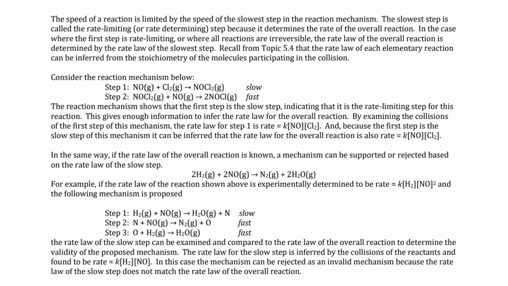The speed of a reaction is limited by the speed of the slowest step in the reaction mechanism. The slowest step is called a rate limiting step or rate determining step, so you may hear me use either one. And this is because it determines the rate of the overall reaction. In the case where the first step is rate limiting or where all reactions are irreversible, the rate law of the overall reaction is determined by the rate law of the slowest step.